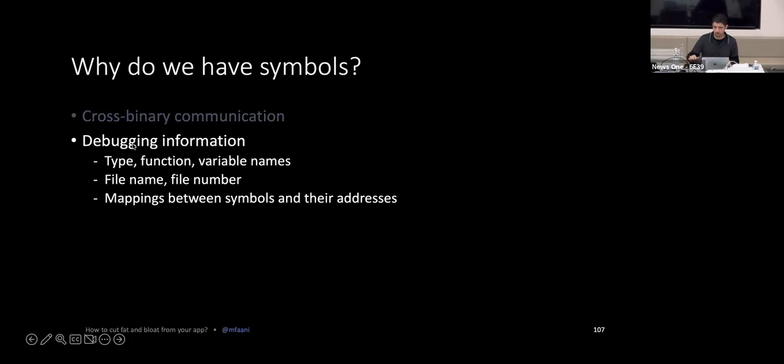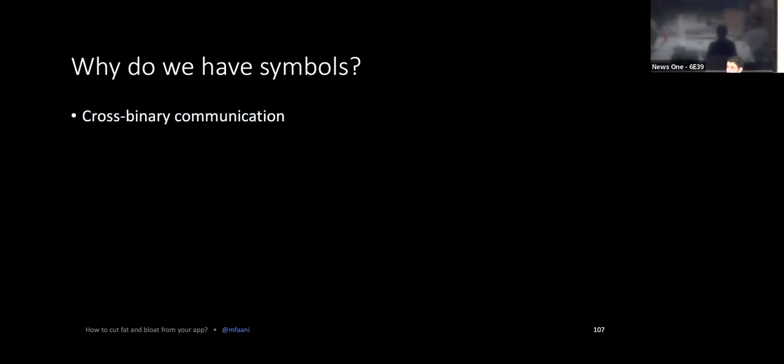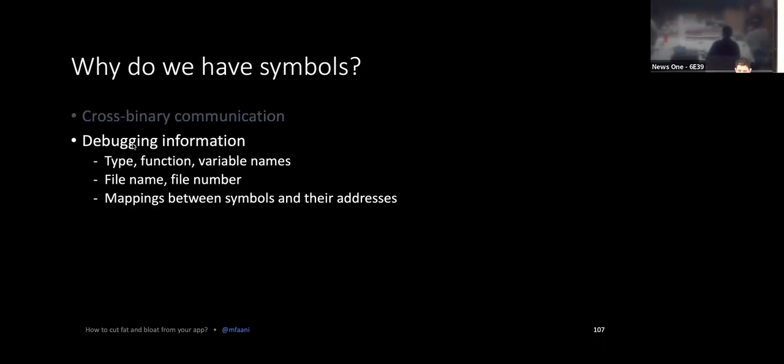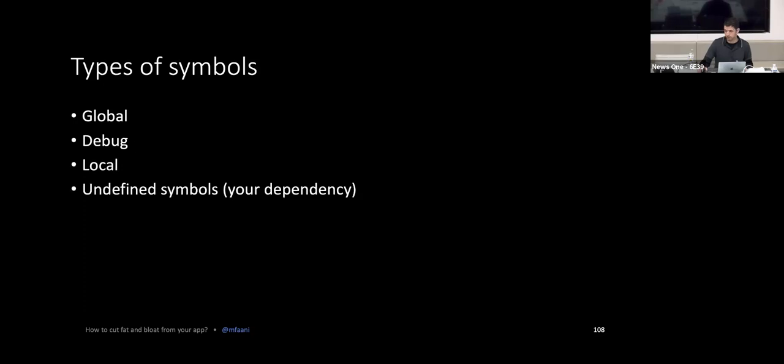So what kinds of symbols can we have and why do we have them? Well, for cross-binary communication, like your app has another binary, and how do you communicate between those two? The symbols are your way of communicating between them. And also for debugging information. If you don't create this debugging information, then your debugger won't work as well. The types of symbols are global, debug, local, undefined symbols, which basically are your dependencies, and some other kinds of symbols.